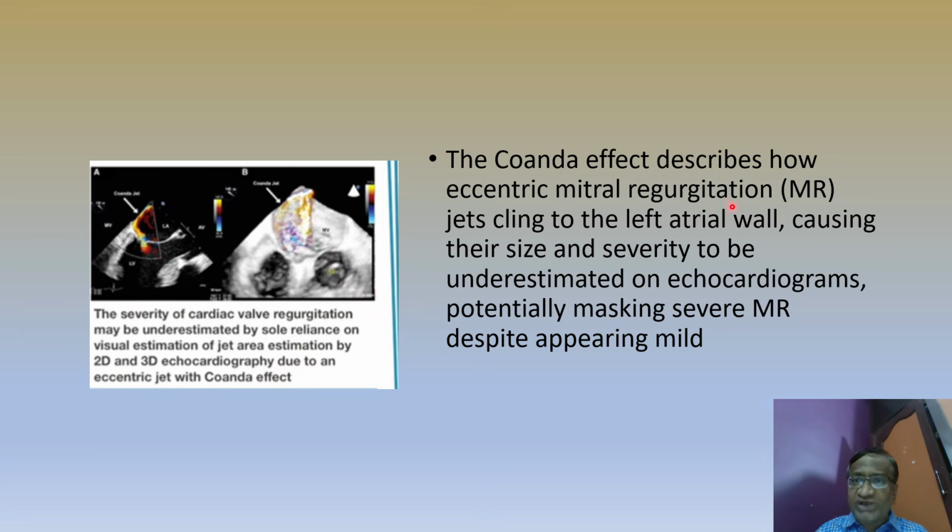The Coanda effect also describes how eccentric mitral regurgitation jets go to the left atrial wall and slide along it. So when you see it in the echo, it will look like a mild MR, but it is actually severe MR. That is because of the Coanda effect: the jet clings to the left atrial wall, causing size and severity to be underestimated on echocardiograms.